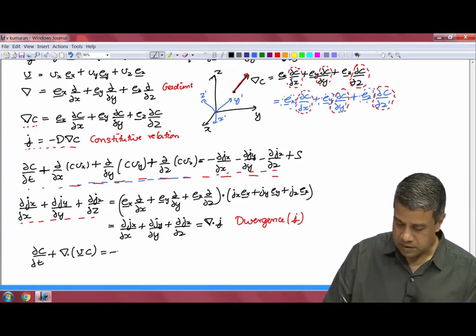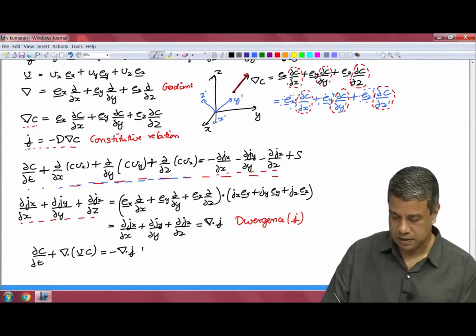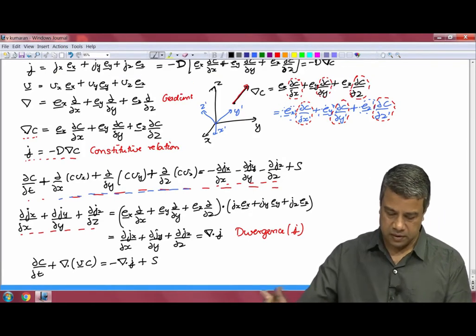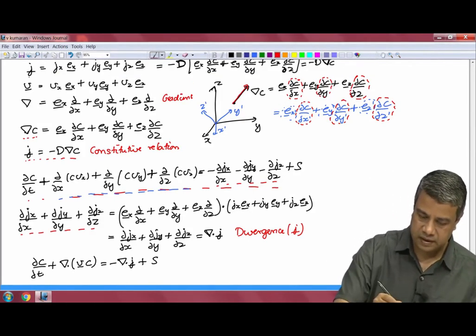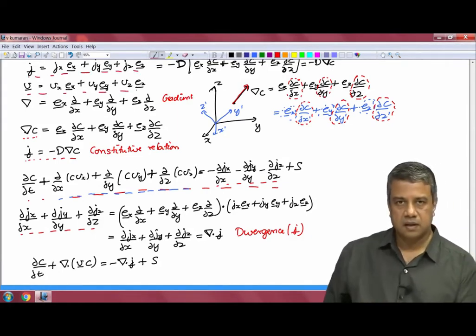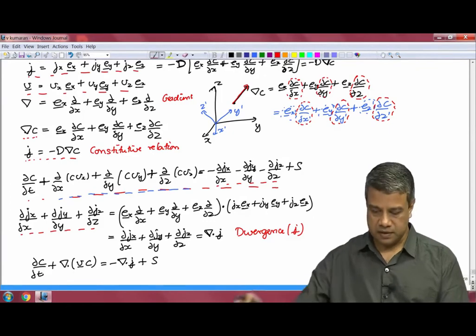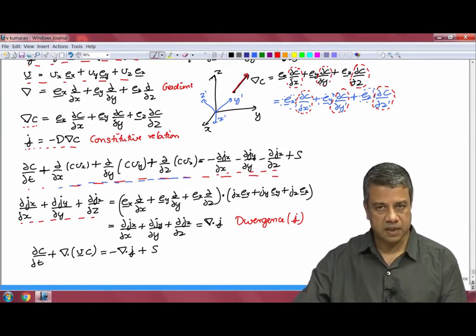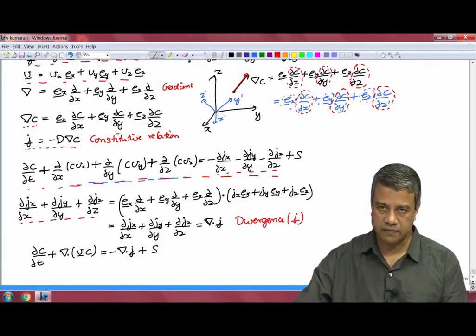is equal to minus the divergence of the vector j, plus the source term. Recall that the vector c and the vector j are given by the component times the unit vector. So, therefore, this is the mass conservation equation written in vector form.